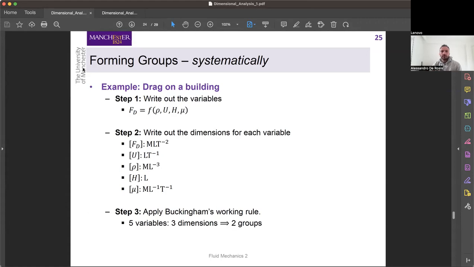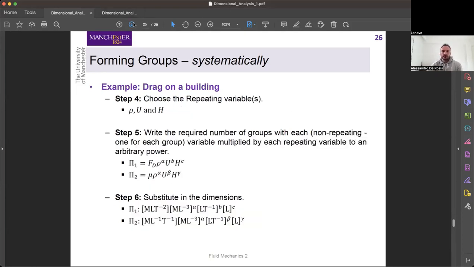Thank you, guys. You are right. Drag force and viscosity, for two reasons. First, we will consider the drag force as a non-repeating variable because the drag force is the output of the problem. Then we have to choose another one among rho, u, h, and mu. We will select as non-repeating variable mu because it is the most complicated. It is the one with the largest number of dimensions. So once we choose our non-repeating variables, fd and mu, we choose our repeating variables, rho, u, and h.